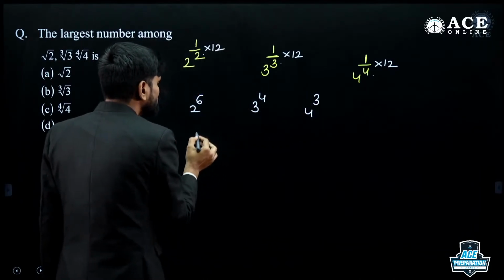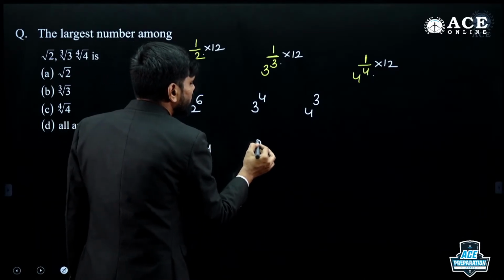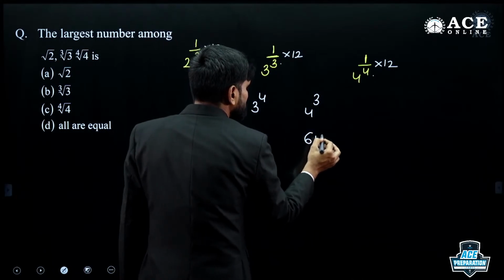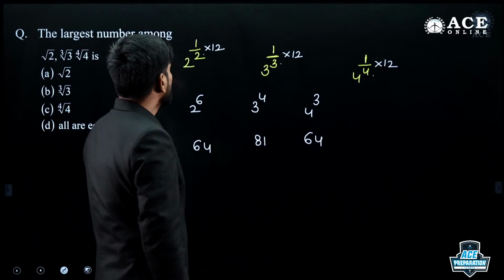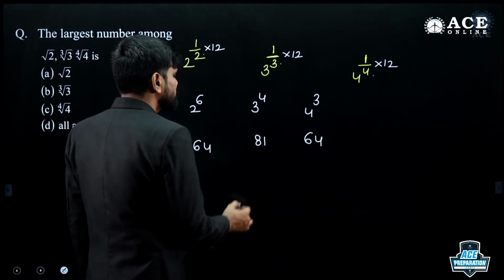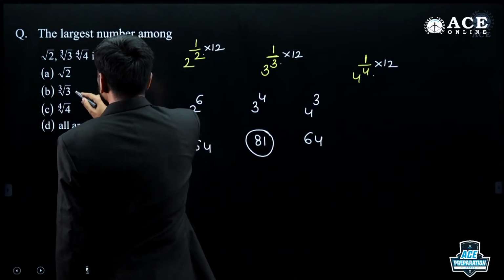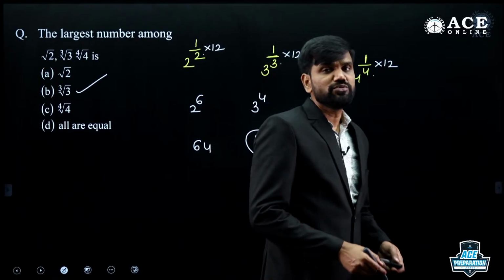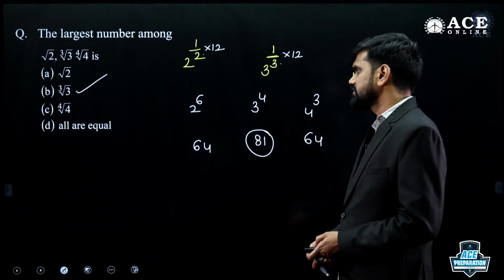This gives you 2 to the power of 6 is nothing but 64. 3 to the power of 4 is nothing but 81. 4 cube is nothing but 64. We want to find which is the largest. Which is the largest over here? Middle one. Which is that middle one? Cube root of 3. Hence I can say that the answer must be cube root of 3. Right? Please make a note of it.